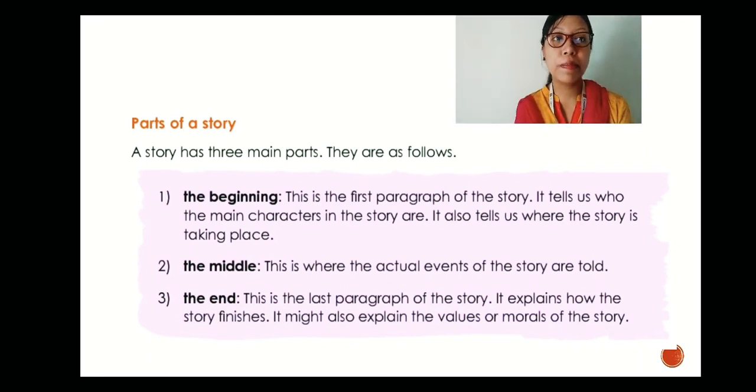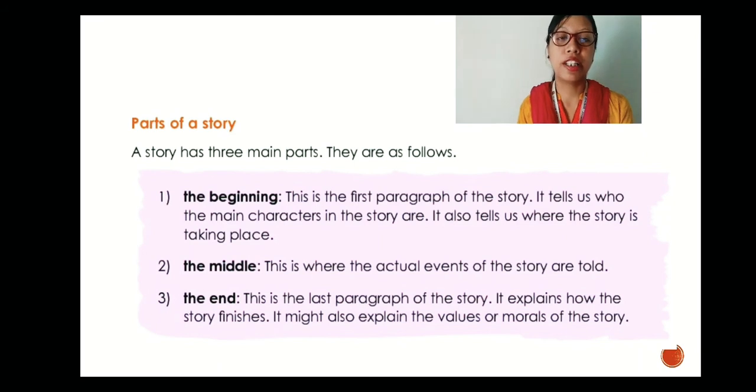This is the first paragraph of the story. It tells us who the main characters in the story are. It also tells us where the story is taking place, whether it is taking place at somebody's house, whether it is taking place at some marketplace or in a forest. So we will be knowing the particular situation while reading the story.